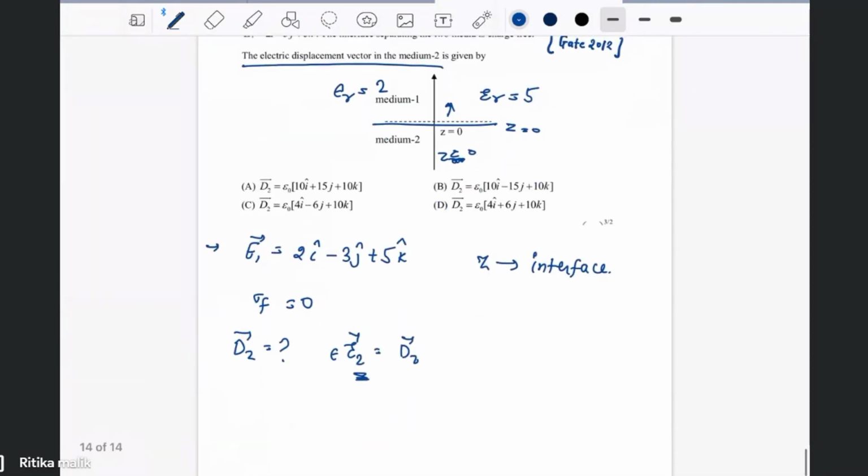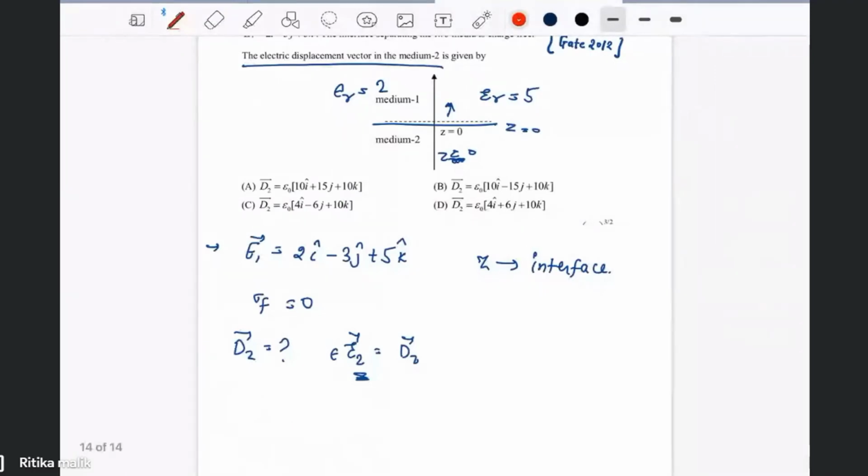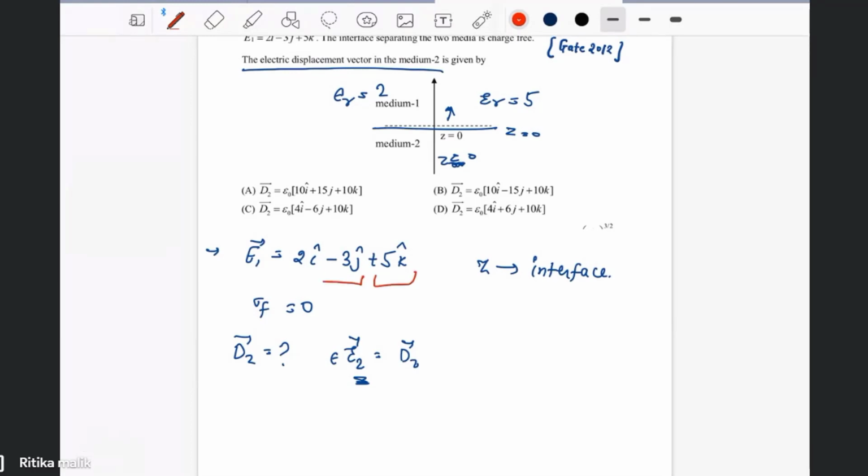Again, we are going to use boundary conditions, but the main catching point in this question is what is the parallel component and what is the perpendicular component. See, z equals 0 is the interface. If you imagine the surface with x, y, and z axes, the xy directions are parallel to the interface, and the z direction is perpendicular to it.